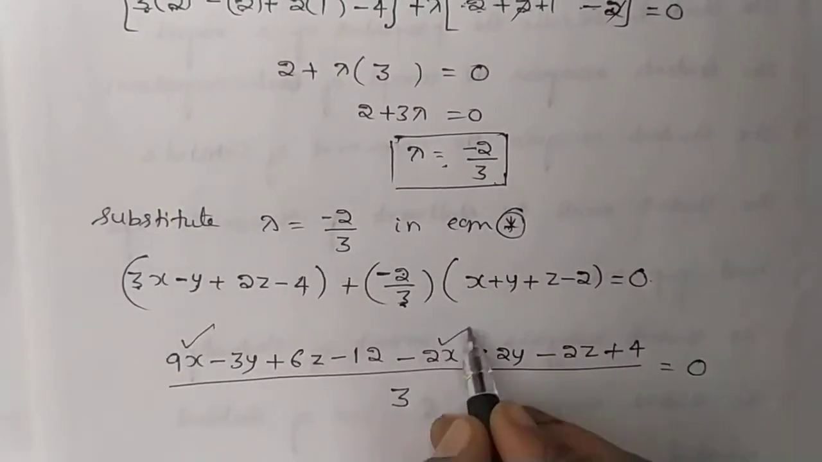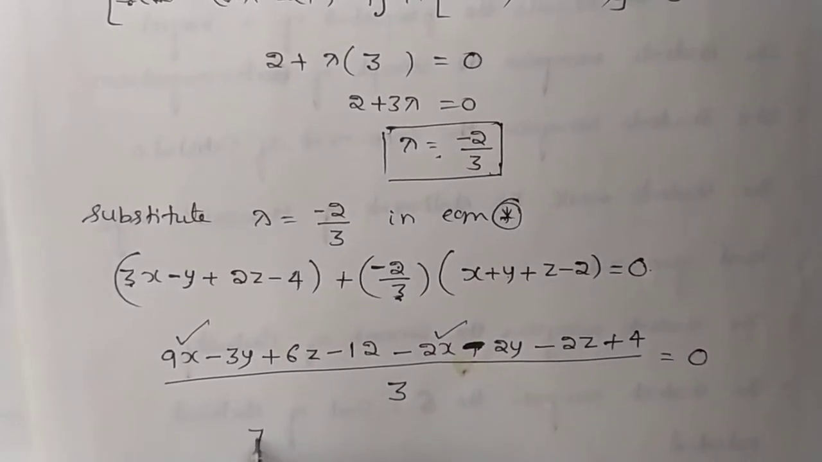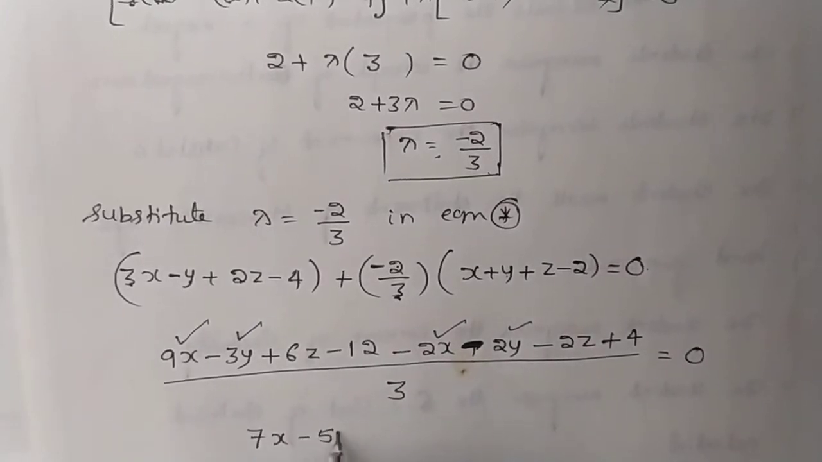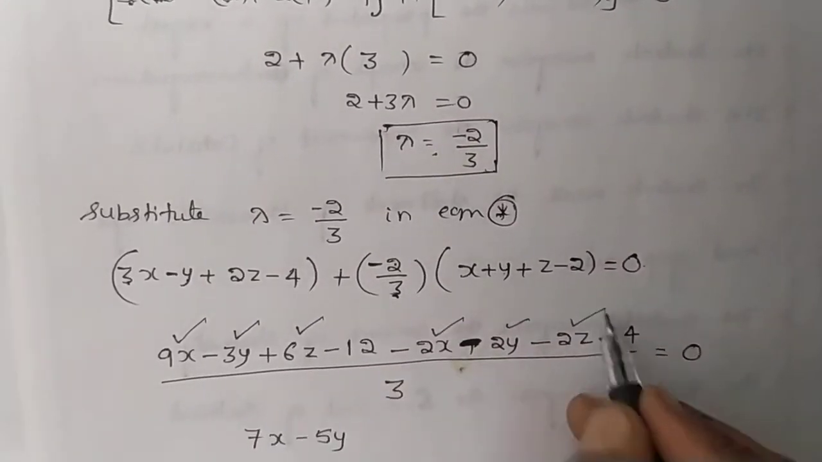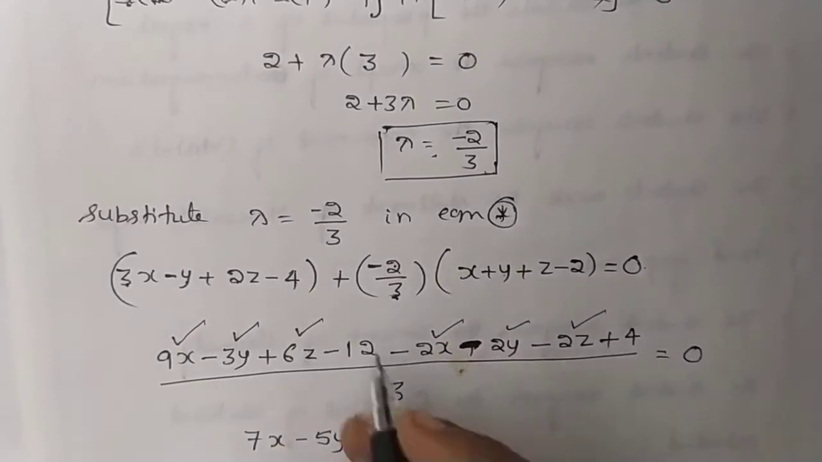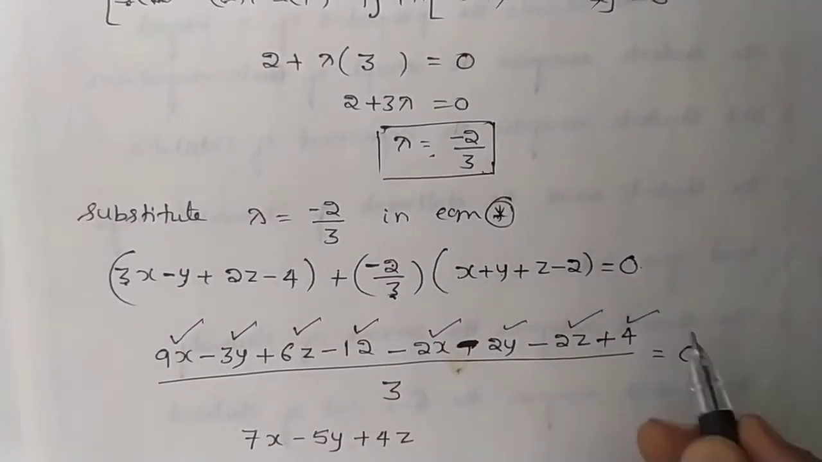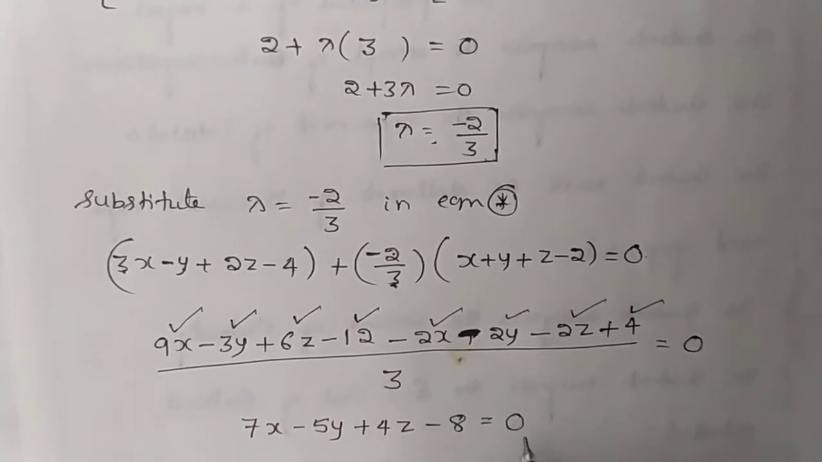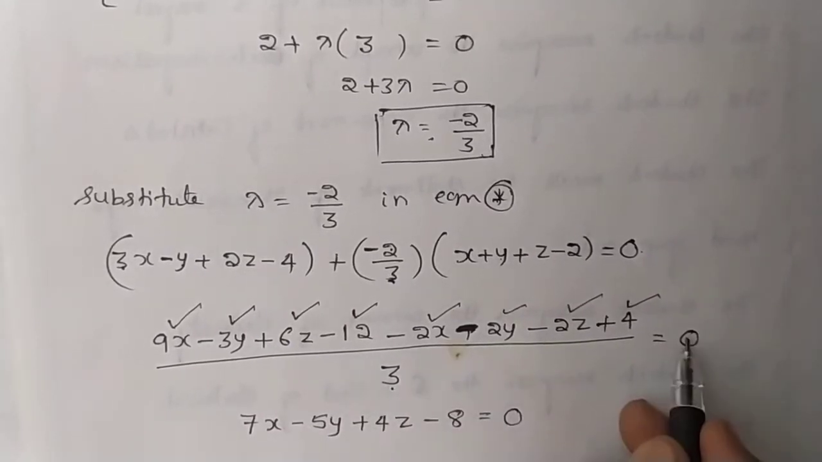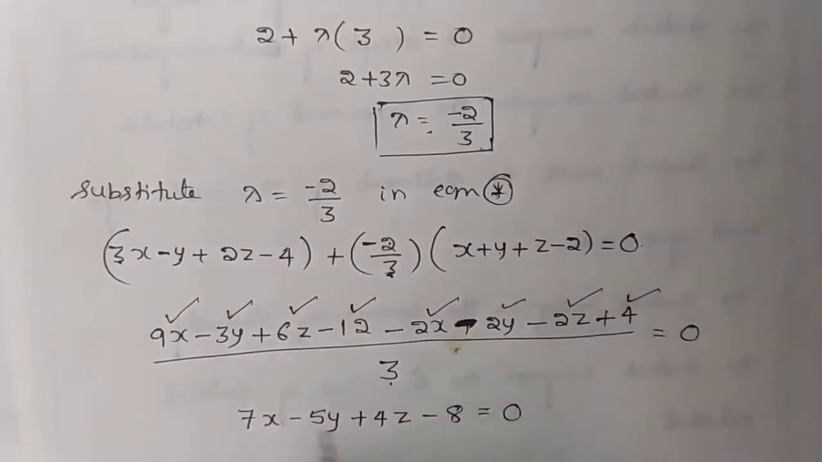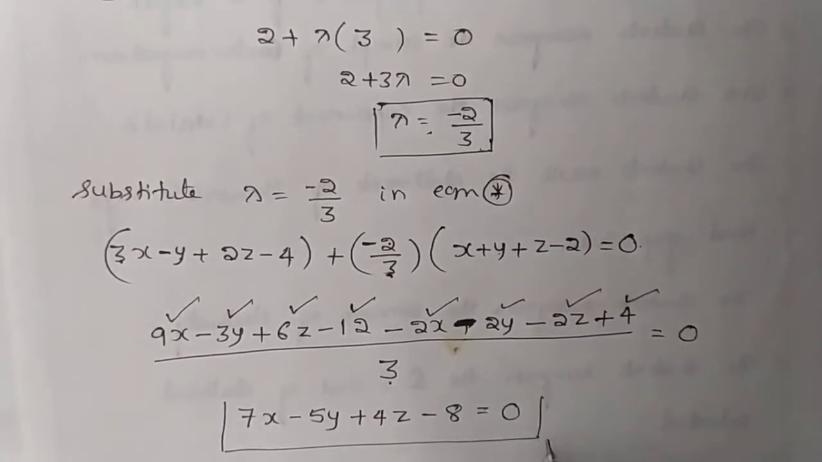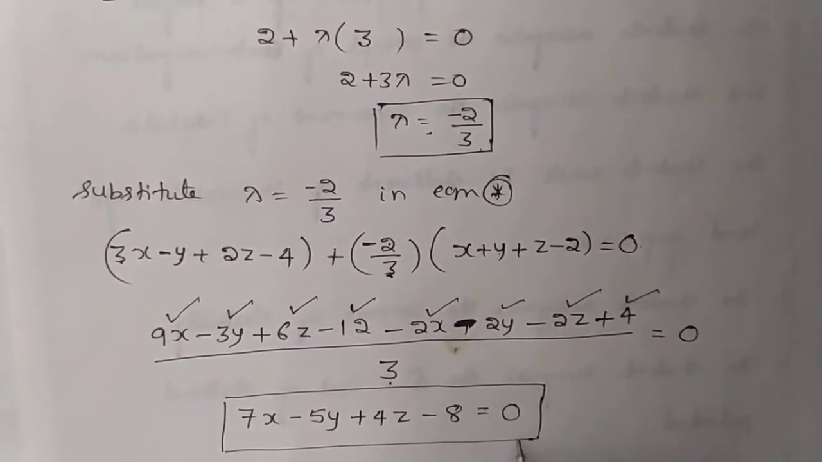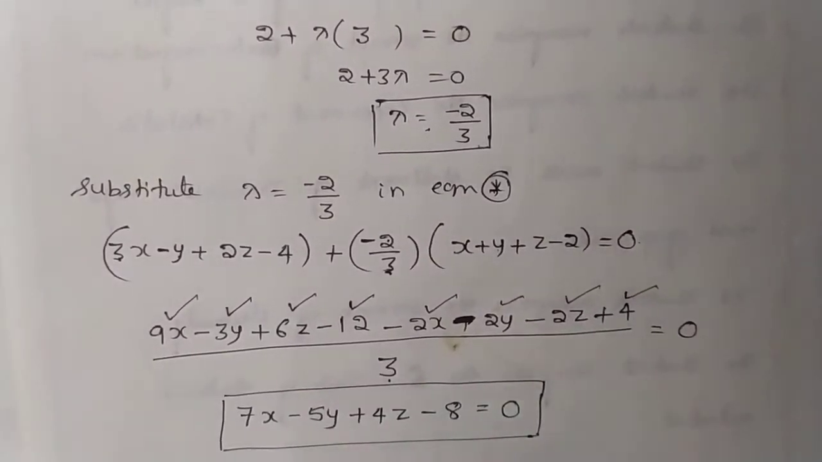Now 9x minus 2x is 7x. Minus 3y minus 2y is minus 5y, plus 6z minus 2z is plus 4z, minus 12 plus 4 is how much? Minus 8 equals 0. Send this 3 to the right, that will be 0 into 3 is 0. Hence 7x minus 5y plus 4z minus 8 equals 0 is the required equation of the plane.